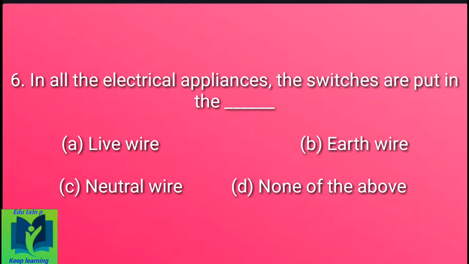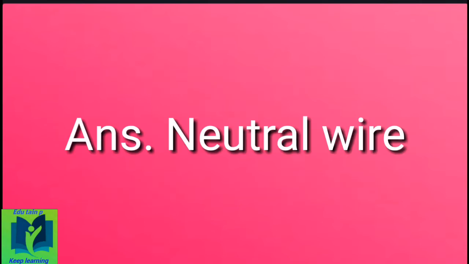In all the electrical appliances, the switches are put in the dash. Option A, live wire. Option B, earth wire. Option C, neutral wire. Option D, none of the above. Neutral wire.